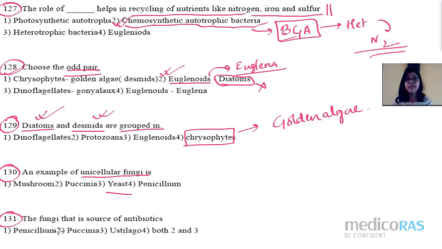So 131, the fungi that is the source of antibiotic. Most of us know that penicillin was the first antibiotic that was obtained from the Penicillium. Nowadays, no doubt we are using the same Penicillium, but they have a different species that we came to know later. But before that, if it is the source of antibiotics, then it must be option number 1, right? So I hope you understand all the options.